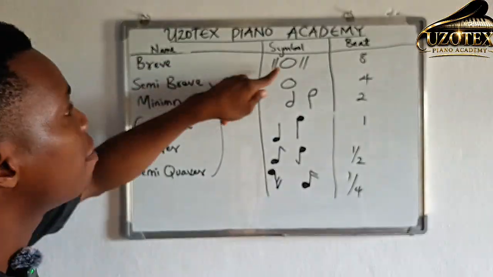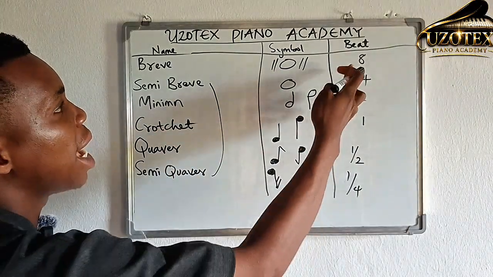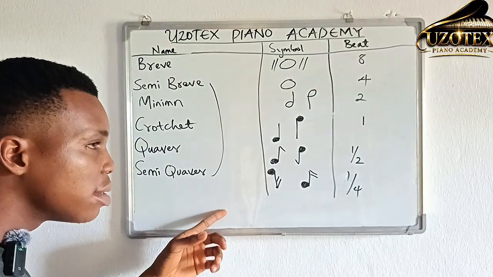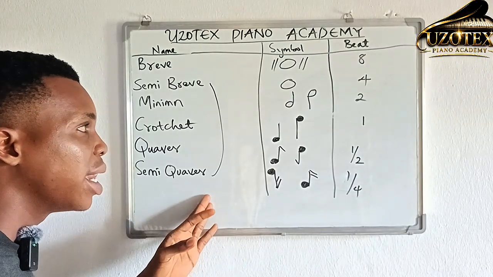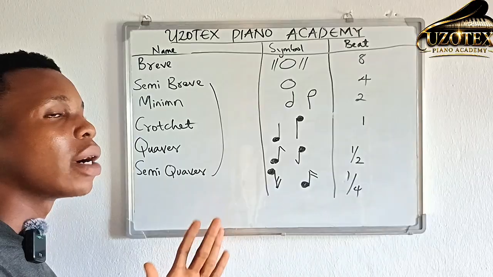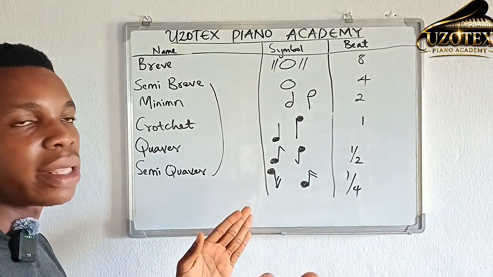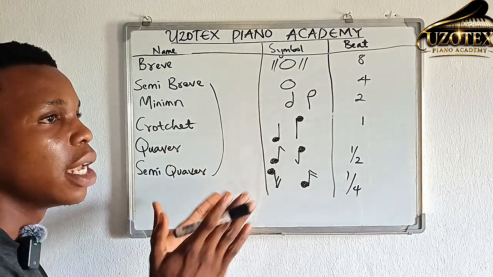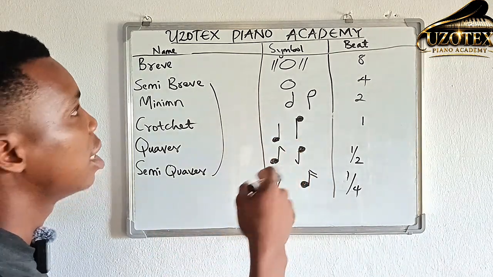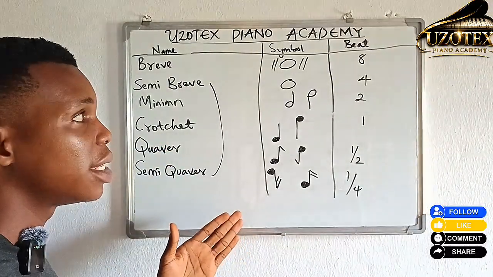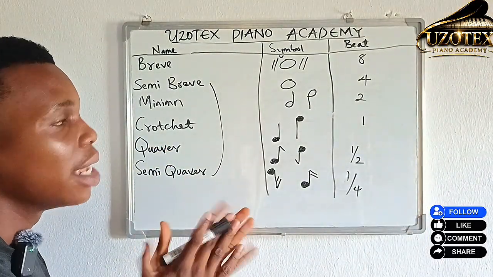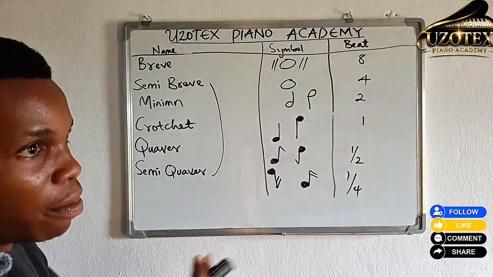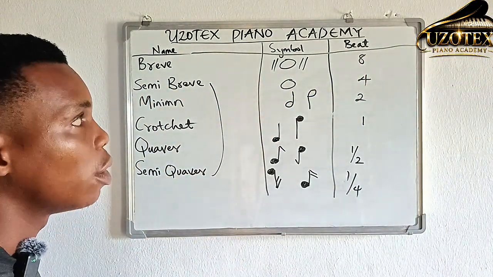So for the breve, we have its symbol, and it has its beat time. That means if you see a breve in your staff, to play that breve you count 8 times: 1, 2, 3, 4, 5, 6, 7, 8, depending on the tempo you are playing with. The tempo is what gives you the number of beats, and how fast or slow the beat is.